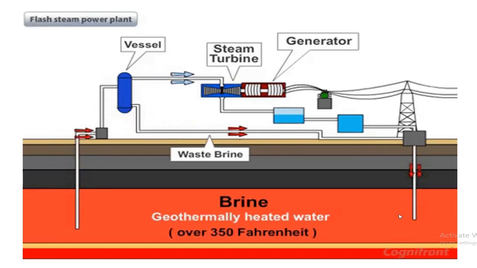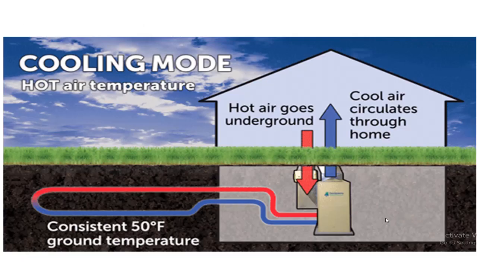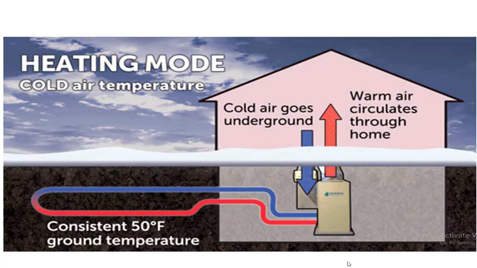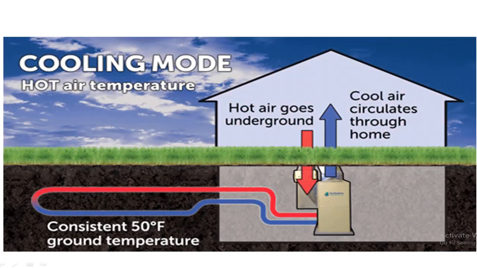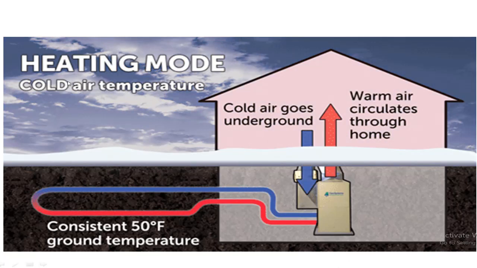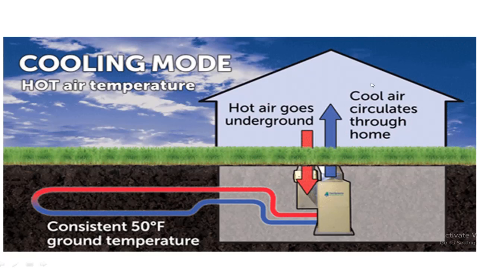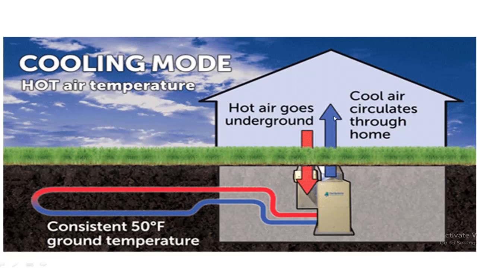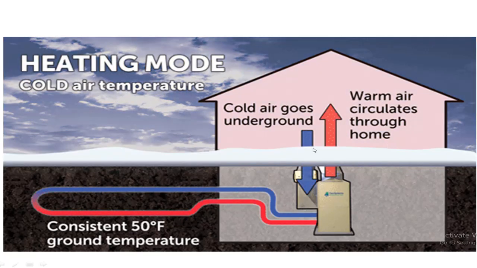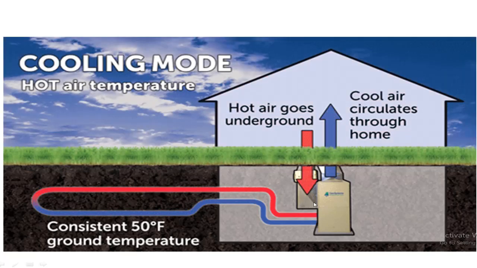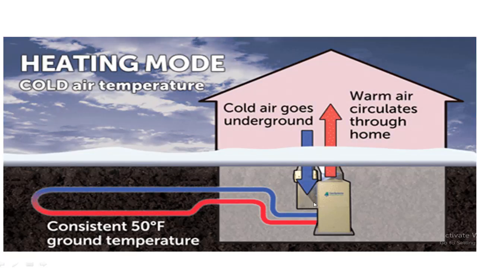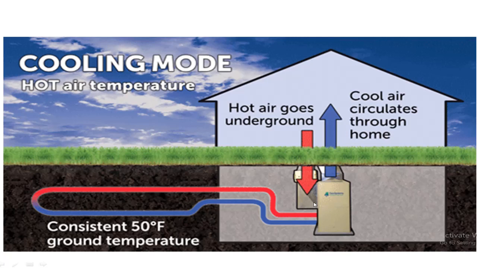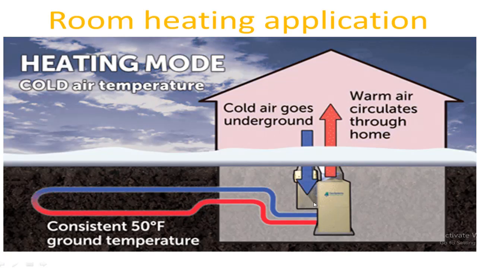But apart from this, there is another purpose, that is to heat the room. We are going to use geothermal energy for this. There are two different modes: cooling mode and heating mode. During cooling mode, cool air is required inside the room, therefore cool air is passed. During heating mode, hot air is required, so hot air is passed. Such mechanisms are used with the help of geothermal energy, that is, room heating applications.